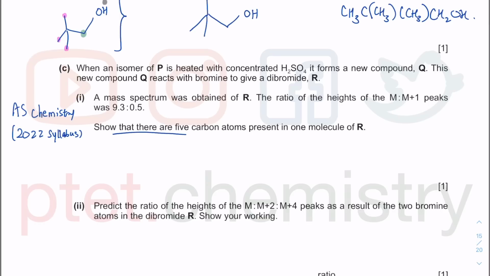Your job is to show that there are 5 carbon atoms. The formula you're supposed to use is the number of carbon atoms equals 100 over 1.1 times the percentage of M plus 1 divided by the percentage of M.